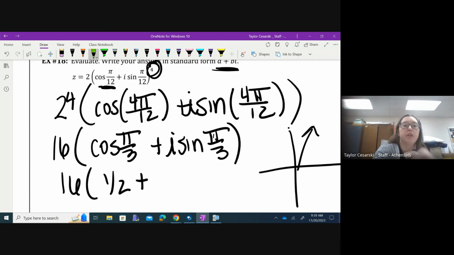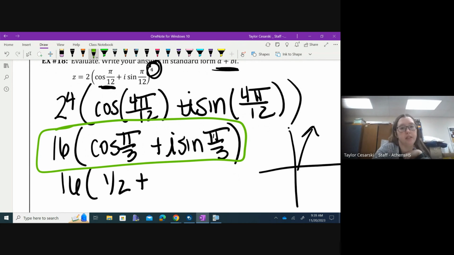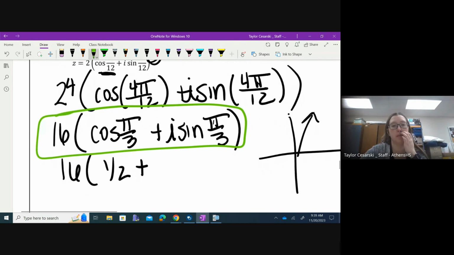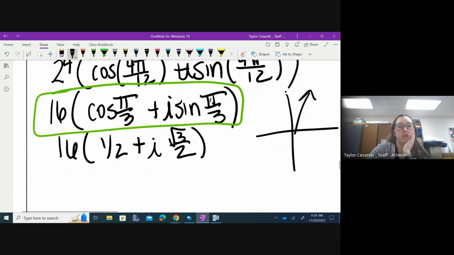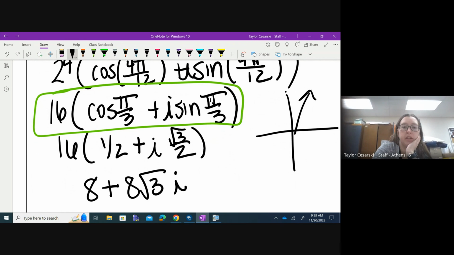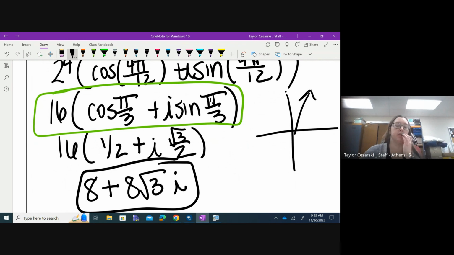Again, if I just wanted it in polar form, this would be your final answer. But it asks for it in standard form, a plus bi. All right, and then this piece would be root 3 over 2. And then I would just distribute the 16. So I get 8 plus 16 divided by 2 is also 8, 8 square root of 3 i. And you could put that i in the front if you'd rather do that. But that's a plus bi form.